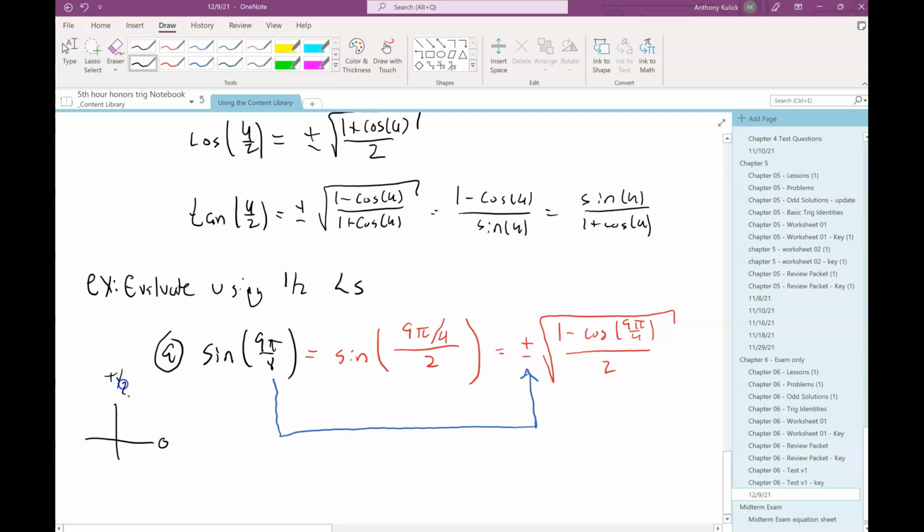0, pi over 2, pi. So it's got to be over here past pi, right? Because 9 pi over 8 is bigger than pi. Everybody agree? So that's in Q3. And in Q3, is sine positive or negative? Negative, right? Again, we did all silly turtles crawl to figure that out.